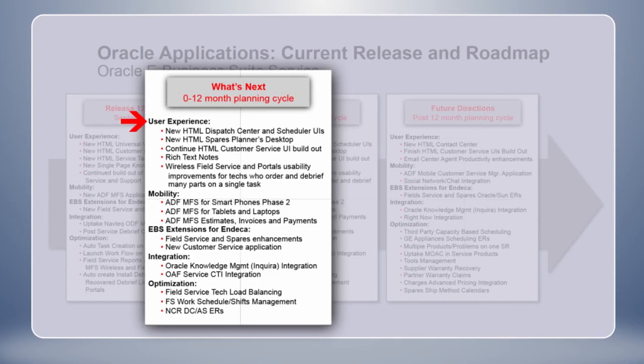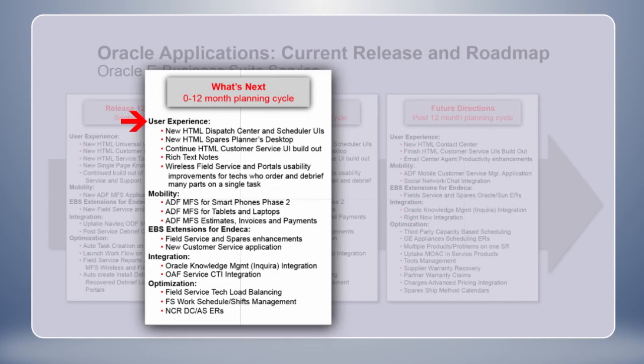Another thing we have coming out in the next 12 months is a new Spares Planners desktop in HTML. The current form is very small, and when you're working with lots of parts and lots of warehouses, it's very difficult to use. The new HTML version takes care of bigger screens, as most planners use a big screen, and will be much more productive. Some other things we're doing, we're continuing to build out our customer service UIs. There's a few things missing there, like rich text notes, and we should have all of that completed in the next 12 months.